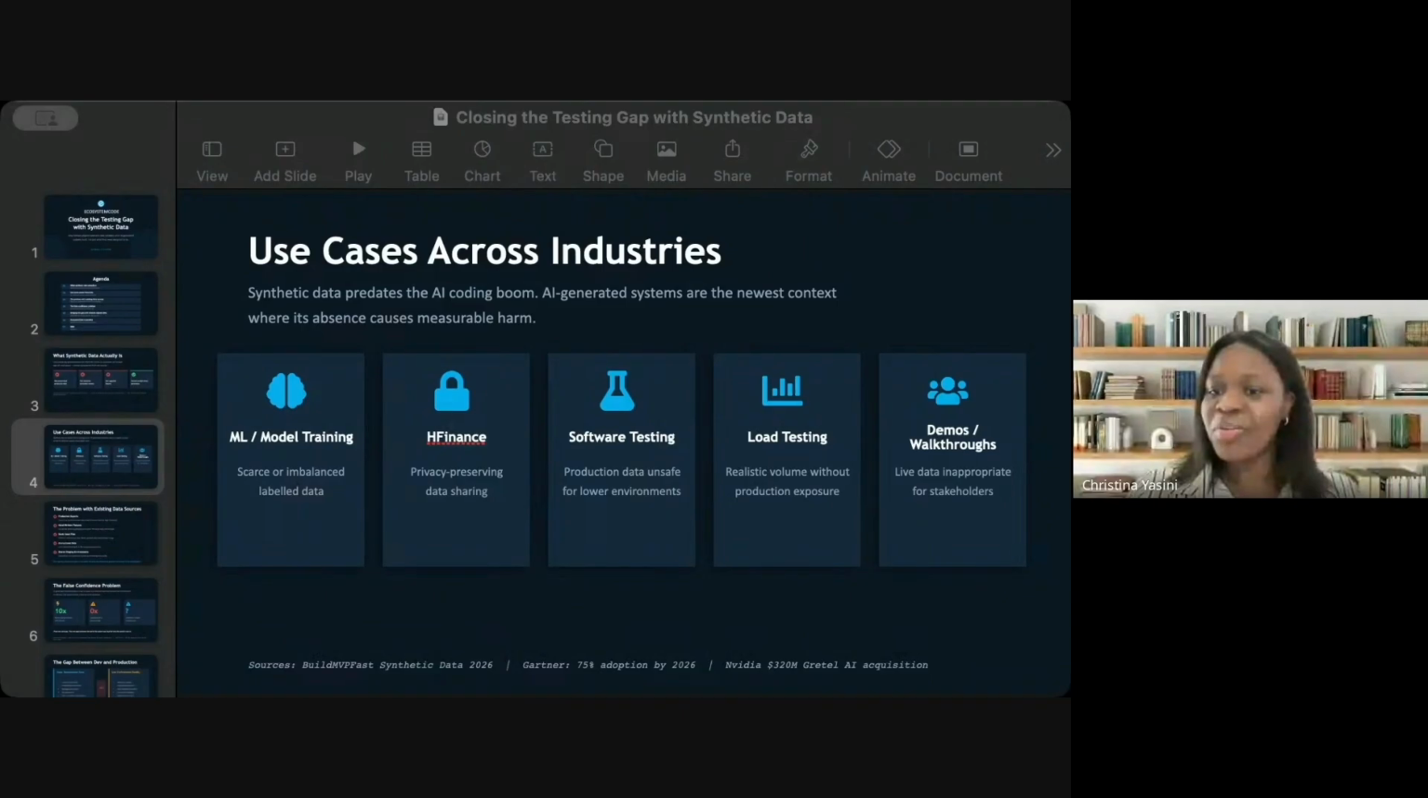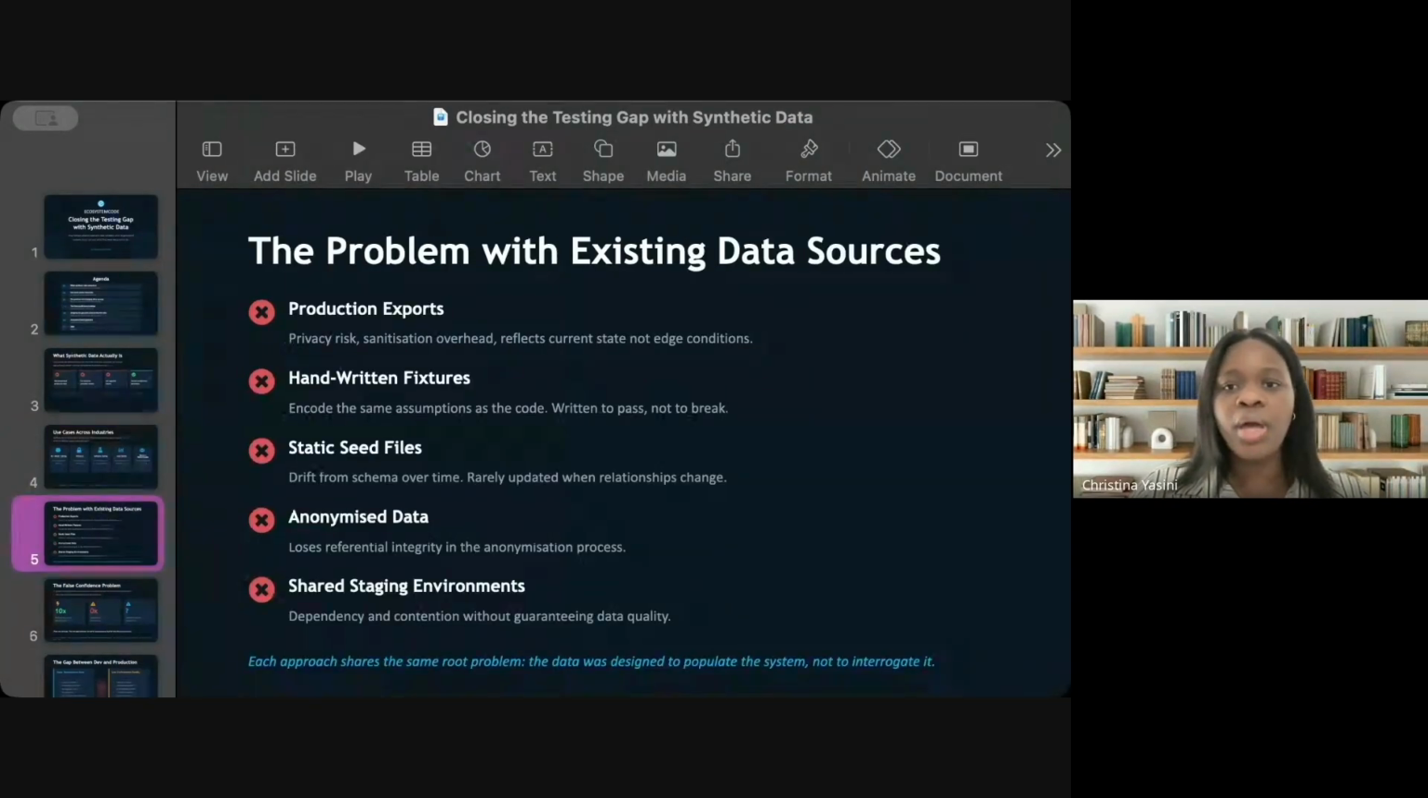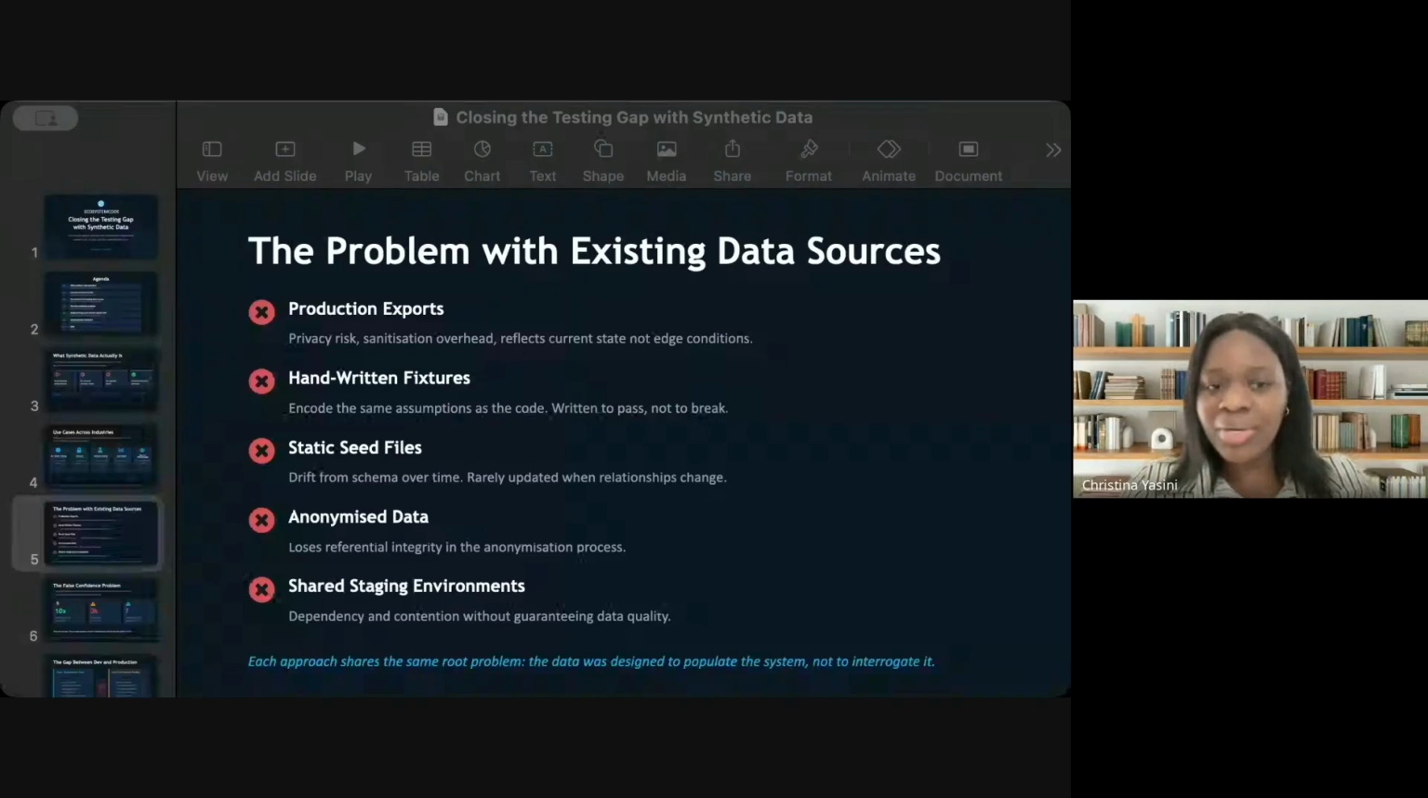So from there, I would like to move on to the problem that exists with current data sources and what a lot of the developers in the space are using to test their systems, and why it tends to be currently insufficient.